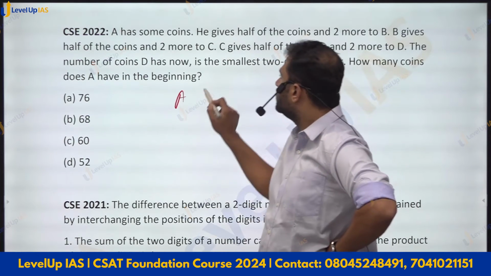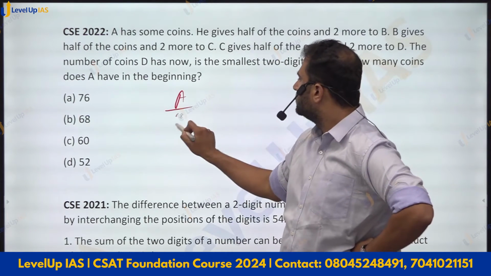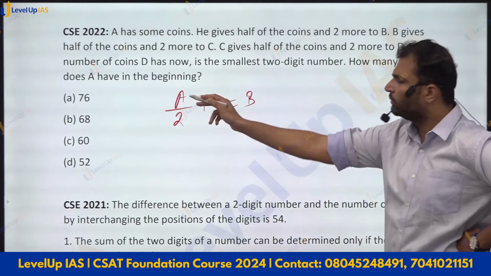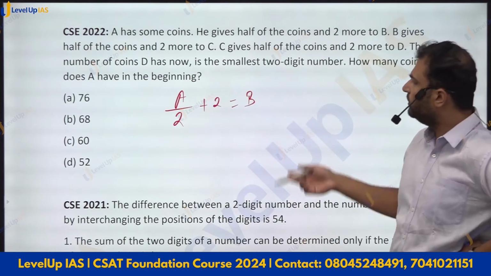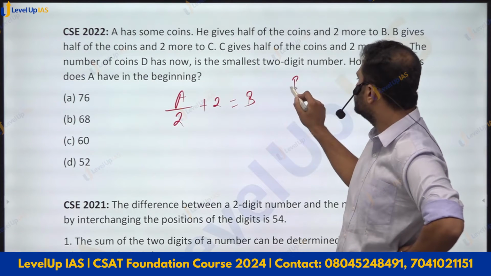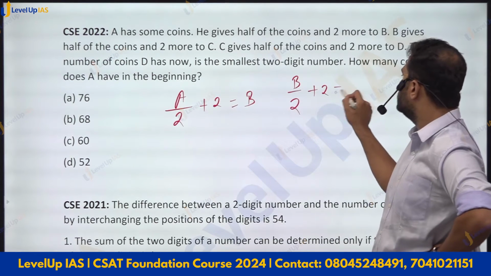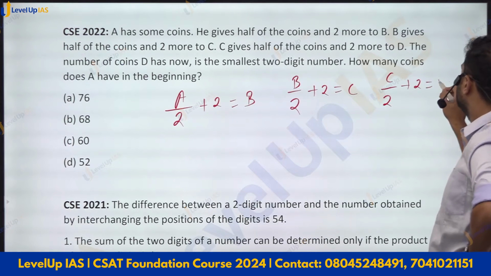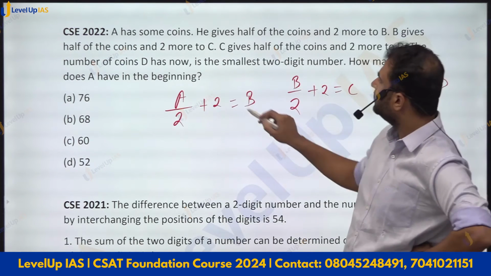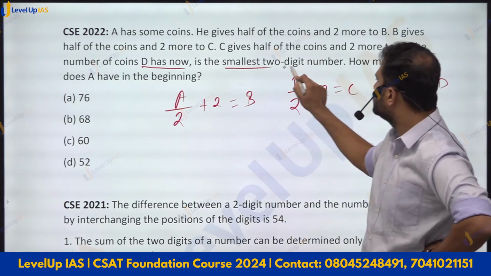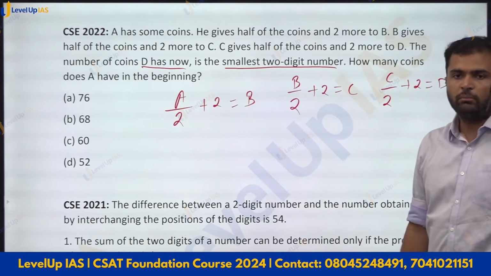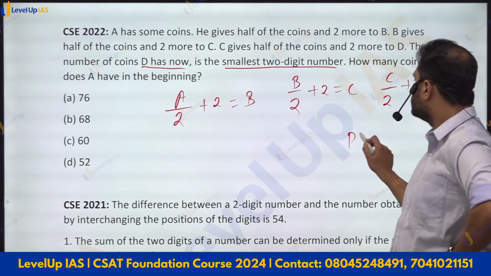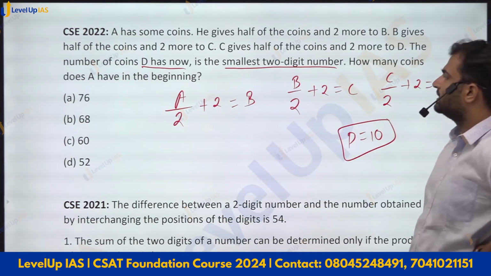So A gives half of the coins and 2 more to B. This is the equation. A is the number of coins A has, B is the number of coins B has. Then second, B gives half of the coins plus 2 to C. C does the same. C gives half of the coins plus 2 to D. And what do we have? D has now the smallest 2-digit number of coins. What is the smallest 2-digit number? 10. So D is equal to 10. That is given. That is the fourth equation.